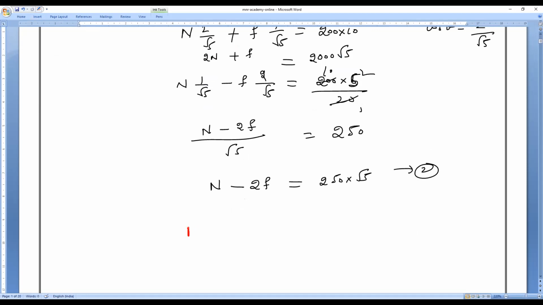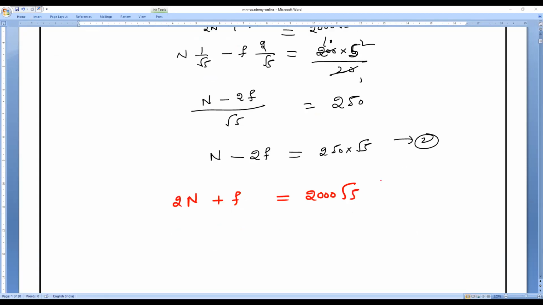What are the two equations? First one, 2n plus f, which is equal to 2000 root 5. Yeah, how much, Narayan? Narayan got the answer. F is equal to how much? 300 root 5. Okay, so you solve it, everybody. The second equation is n minus 2f, which is equal to 250 into root 5.